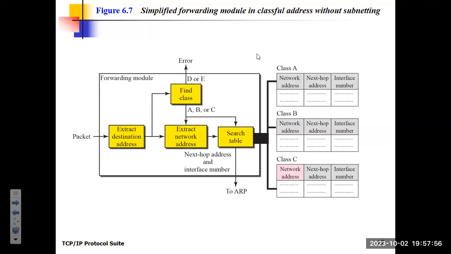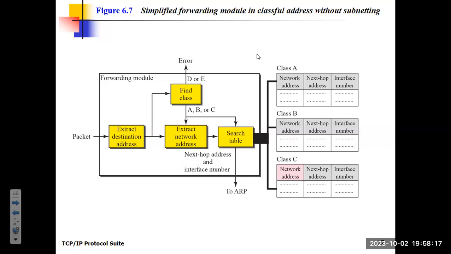Now, how will you be able to find the route? You have a table, correct? You're trying to find which route I have to use, which route I have to go through. So you have to find a process.